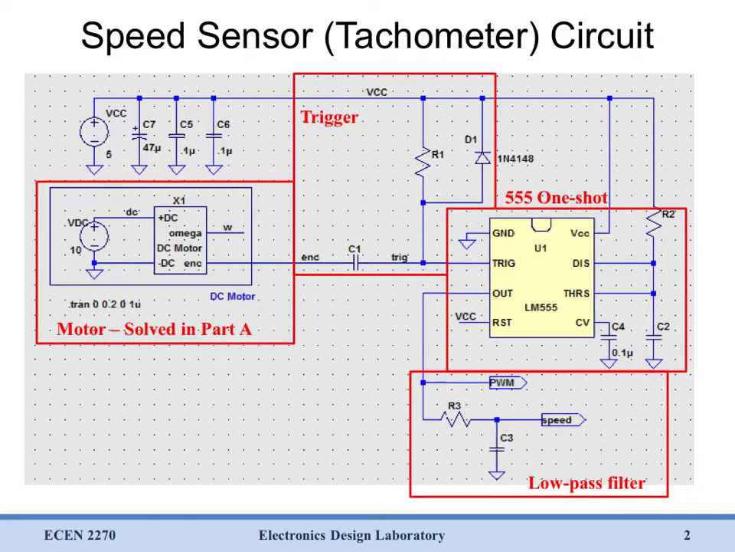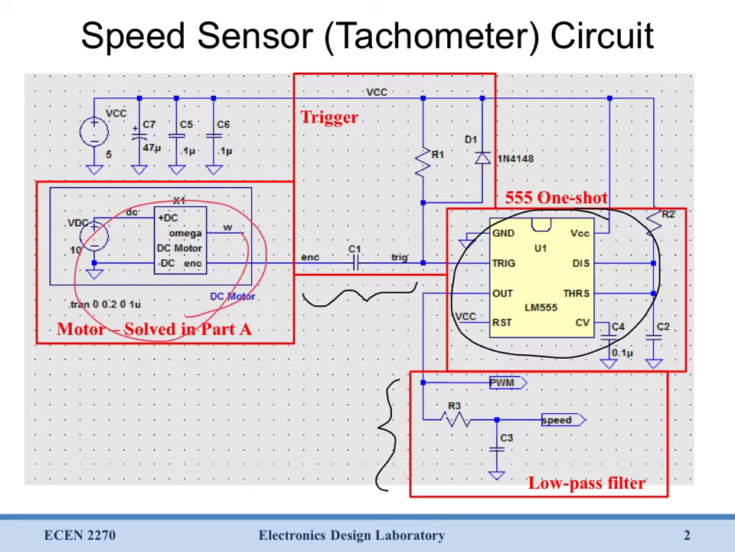In this module we'll be going over a few of the other RC constants that we need to design in order to get our 555 one-shot speed sensor circuit working. We've already gone over the motor, which we've solved in a previous lab. Additionally, in class we looked at the 555 one-shot itself. What we still need to design are our trigger circuitry as well as our low-pass filter circuitry.